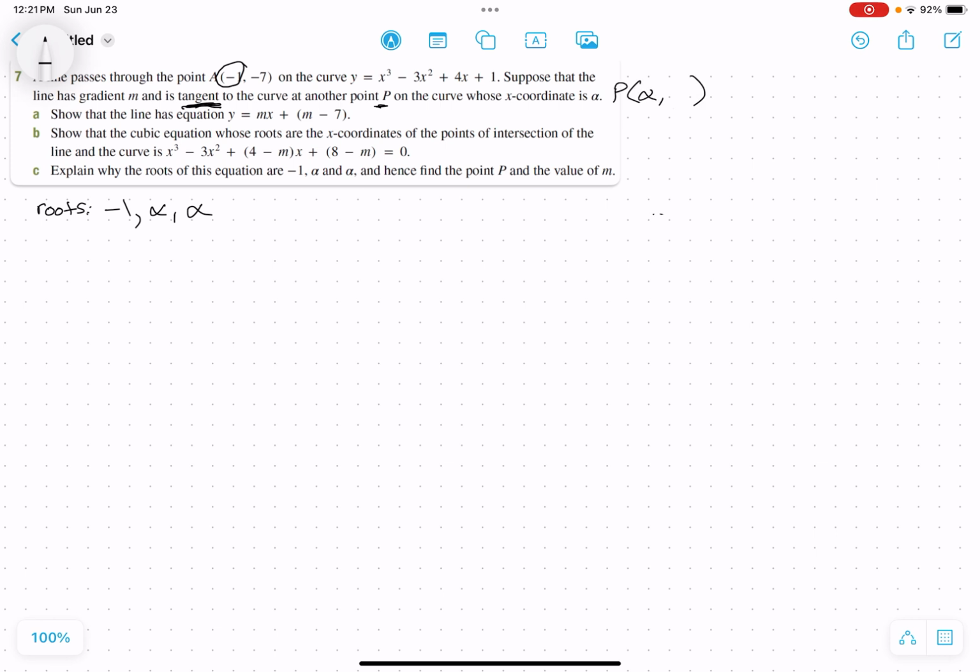So if it's tangent, this is a cubic, by the way, and we know the other two roots, it must bounce to be a tangent. So if one of the roots is alpha, then the other root is alpha. So now we know the roots of the curve are -1, alpha, and alpha.